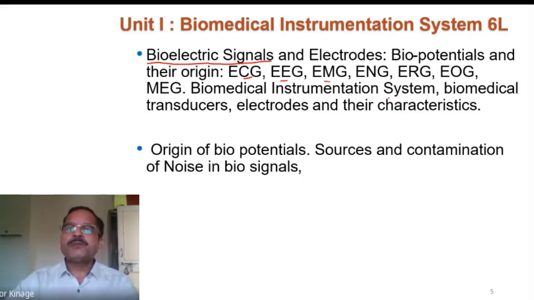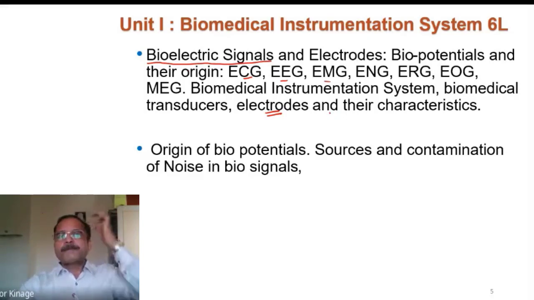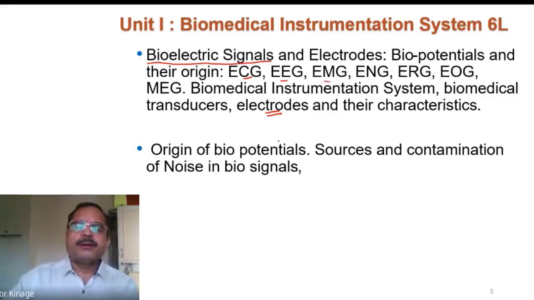Then the types of transducers used in biomedical applications. Electrodes. What are the different types of electrodes used for biomedical applications to measure all these different types of signals, and their characteristics. Now while measuring these signals, the magnitude of these signals is very small, millivolts, sometimes maybe a few microvolts also. Because of that, they are susceptible to noise.